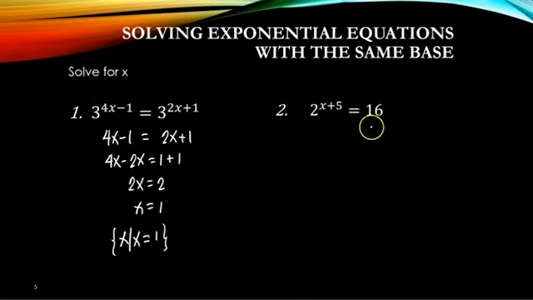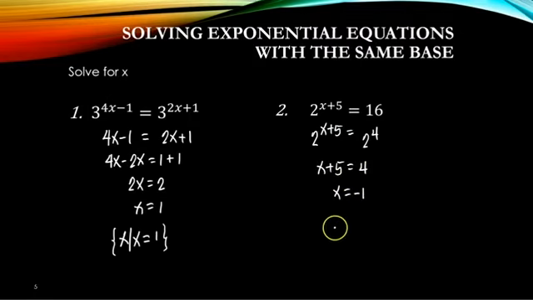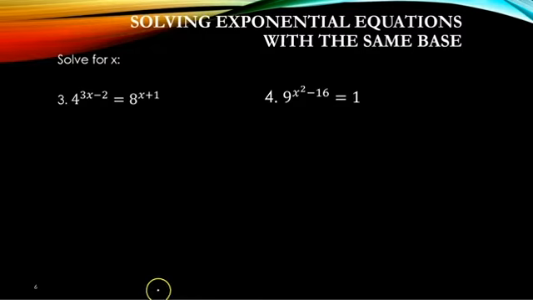Here, let's make them have the same bases. So that's 2 raised to x plus 5 is equal to 2 raised to the fourth power. Now that their bases are the same, x plus 5 is equal to 4, x is equal to negative 1. Therefore, for your solution, it's negative 1. And then, even if you try to substitute this, negative 1 plus 5 becomes 4. So that is 2 raised to the fourth power.